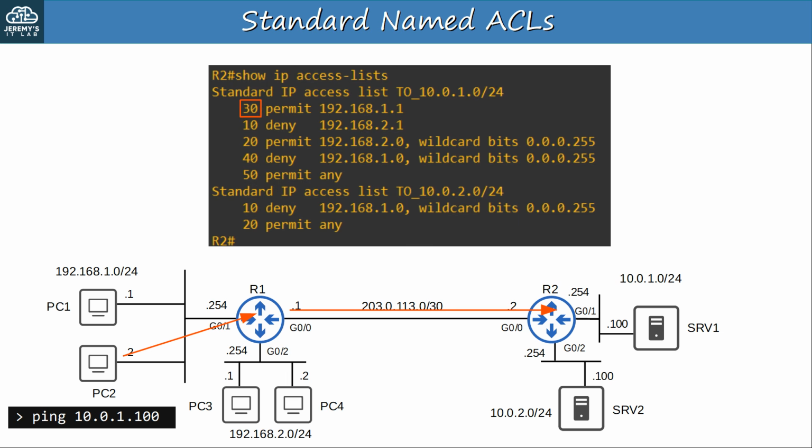The source is 192.168.1.2, so it doesn't match the top entry. It doesn't match the next one either, or the next one. However, it matches entry 40, because the source is in the 192.168.1.0/24 network. So, it denies the packet. It does not forward it to server 1.